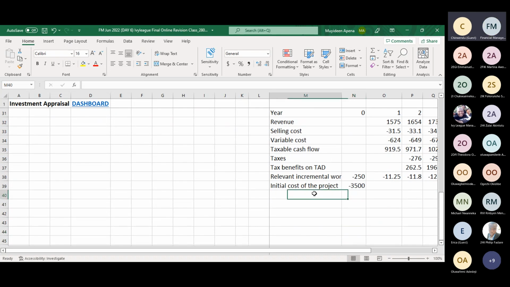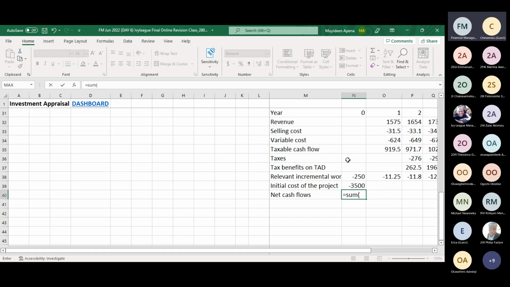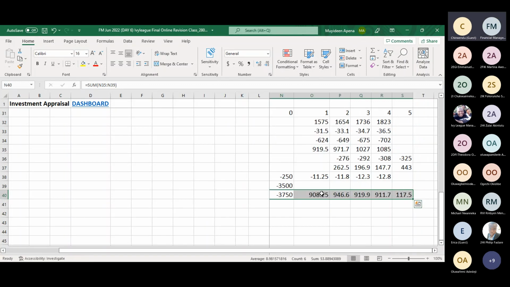So then we do our valuation, isn't it? So sum up all the cash flows and get net cash flows. We sum from where? The last summation was done at taxable, isn't it? So we sum from that end down to initial cost. And do the same for other years. Can we see it?